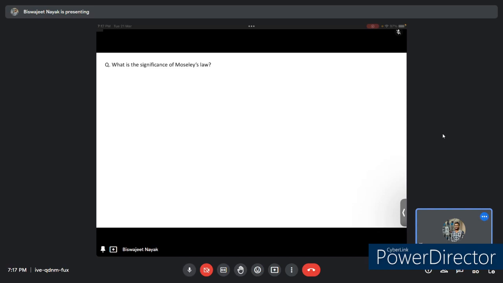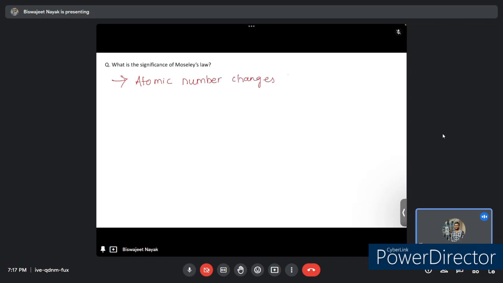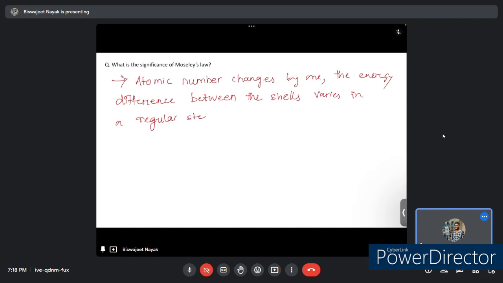It was observed that when the atomic number changes by 1, the energy difference between shells varies in regular steps. So this energy is given by this Moseley's law.